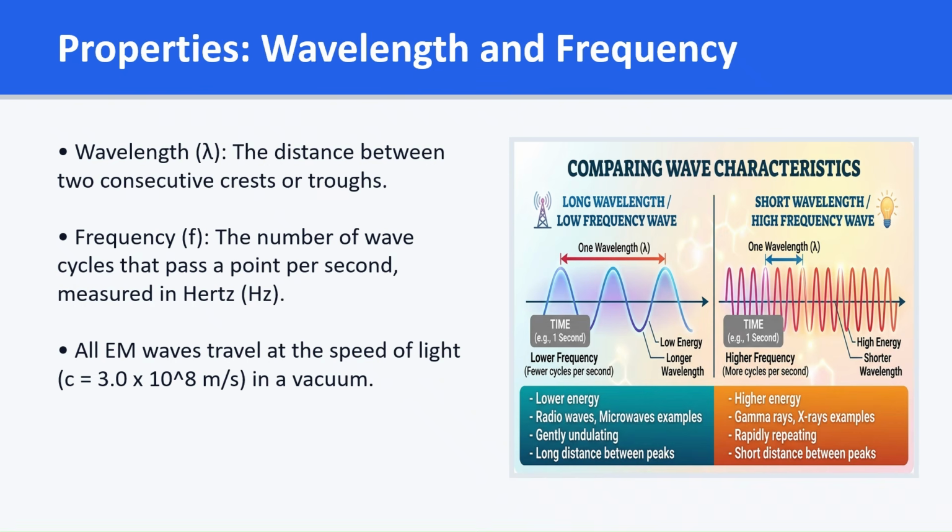So, to understand different types of EMR, we have to look at two measurements, the wavelength and frequency. Now, let's define wavelength. This is the symbol of wavelength. You will read it lambda. Lambda means the distance between two consecutive crests or troughs. So, next is the frequency. The symbol is small letter f. It means the number of wave cycles that pass a point per second. It is measured in hertz.